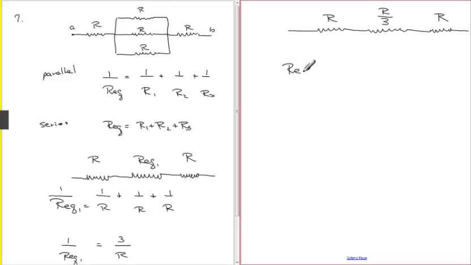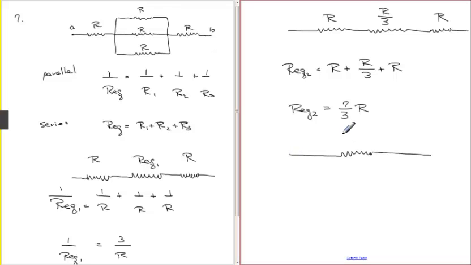So REQ2 is just going to be R plus R over 3 plus R. And so this is going to be 3/3 plus 1/3 plus 3/3, which is 7/3. So it'll be 7/3 R is the equivalent resistance for this original circuit. So we can replace those 5 resistors with 1 resistor, which will have a resistance of 7/3 R.